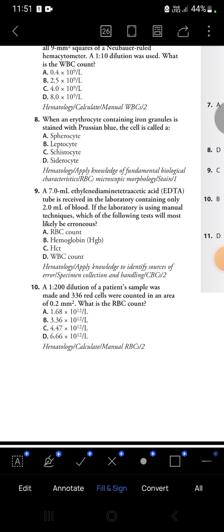Because a 7 ml EDTA tube is received in the laboratory containing only 2 ml of blood, if the laboratory is using manual techniques, the thing which will be erroneous is HCT, because WBC and RBC will not be affected by it.